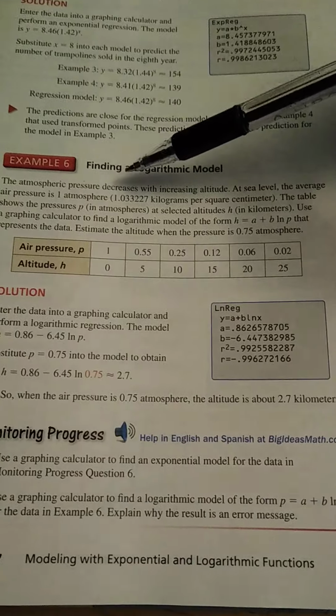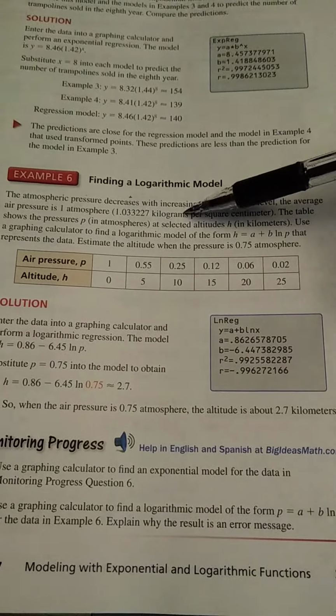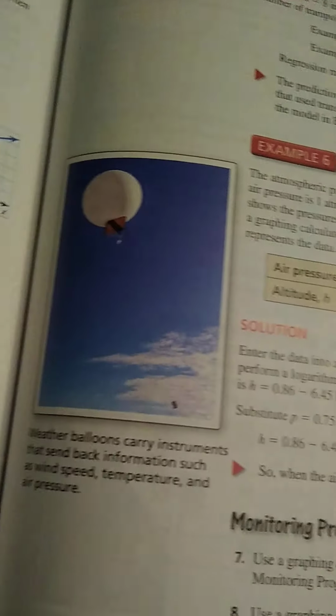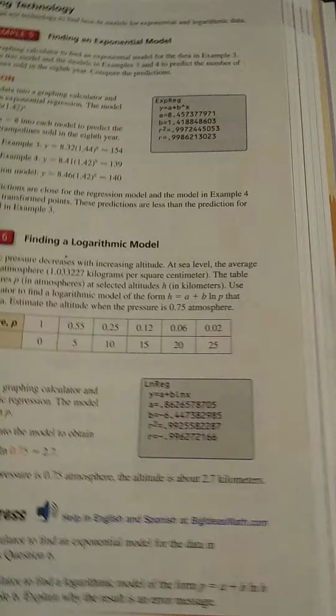Next, we're going to do one for a logarithm. So I have an example from a book here, talking about the logarithmic pattern that measures atmospheric pressure, which decreases as you increase in altitude. So as you're going up, and they have an example here like a weather balloon, or whether you're climbing a mountain, whatever it is, we're going up.